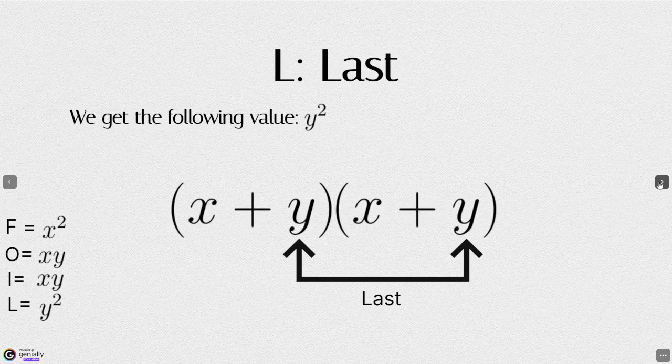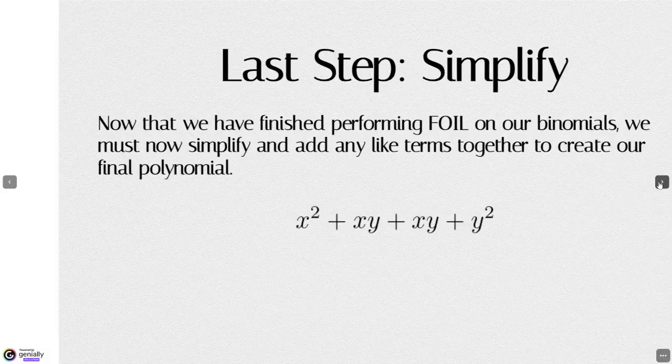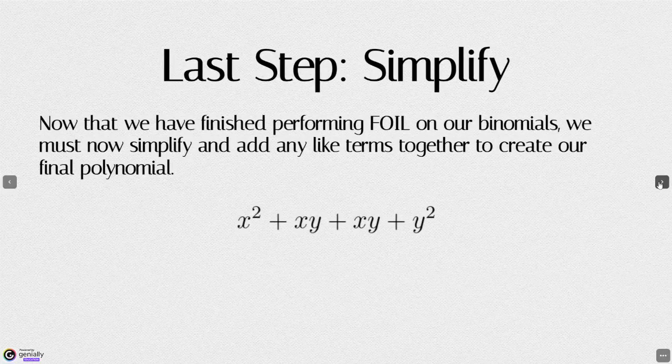Now comes our final step. You will notice that I have left all values that we have calculated on the left side of your screen right here. What you will do is add all of these terms together to create our final polynomial, and you will simplify it in order to get your final answer.